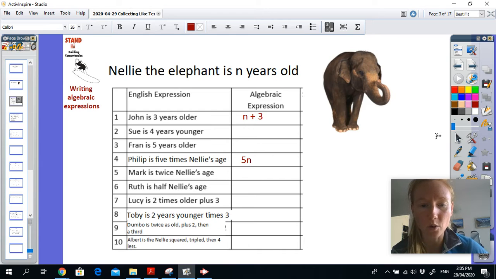Okay. So I'd like you to pause the video and in your books, on your paper, have a go at filling in the rest of that table, please, as best as you can, and then unpause the video when you're ready to have a look at it together. Go.